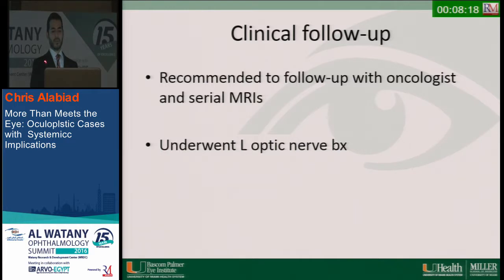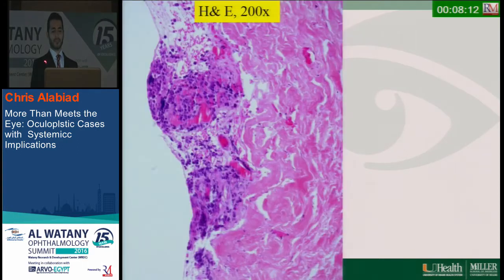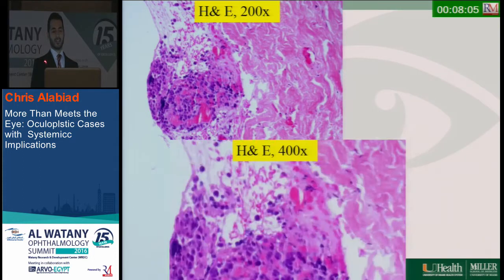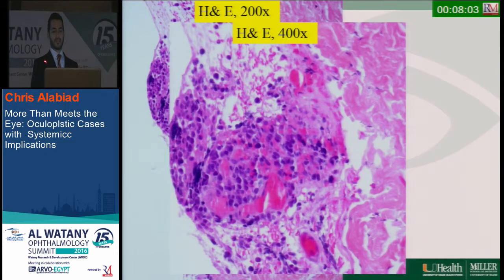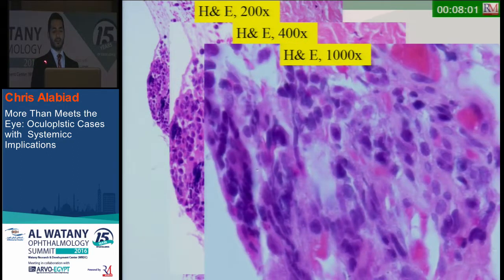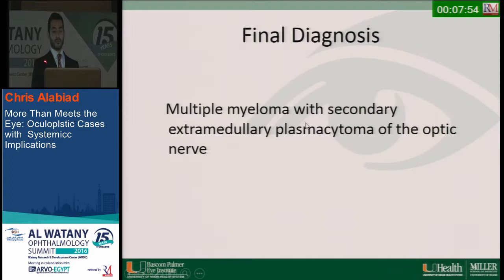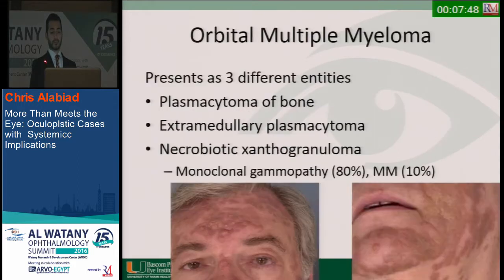But we ended up getting serial MRIs on him until we finally decided to pursue a left optic nerve biopsy. And so on biopsy, what we notice here is a proliferation of lymphoplasmacytic cells, and I'm going to give you a little bit of magnification, that have a very high nuclear to cytoplasmic ratio as identified by all this blue, which is typically a bad sign. And the final diagnosis in this case was multiple myeloma with secondary extramedullary plasmacytoma of the optic nerve.